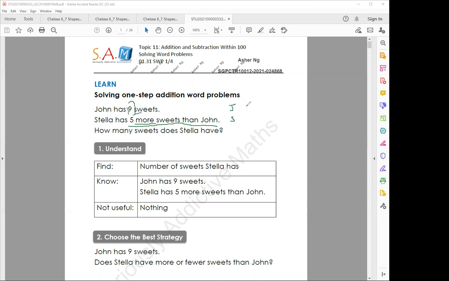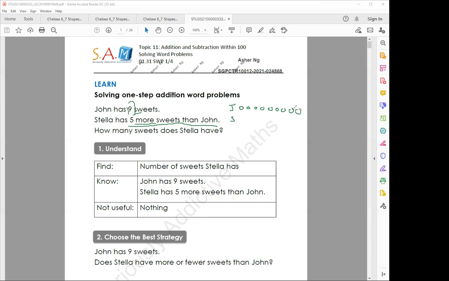So John has 9 sweets. You can simply ask them to draw a circle to represent sweets and not to draw the exact sweets itself, because it's very challenging to draw the sweets. So let's see, draw 9. I'm not making enough space here, but you get the idea.